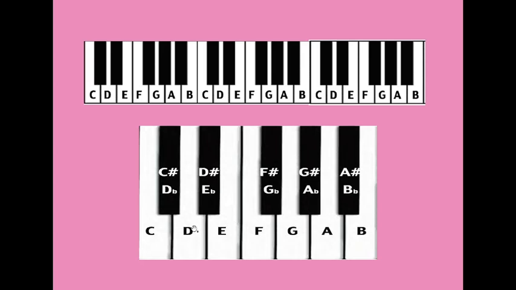You can notice that this black note is called C sharp, but it is at the same time called D flat, having two names. This is D sharp, but it is at the same time called E flat. What matters is that if you name this note in reference to C, then it will be called C sharp. If you name this note in reference to D, it will be called D flat. If you name this note in reference to G, it will be called G sharp. If you name this note in reference to A, it will be called A flat.